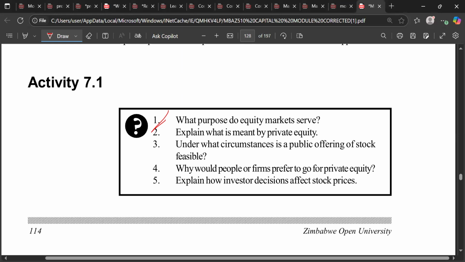So for a public stock offering to be feasible, the following conditions have to be met. Firstly, you have to have a strong financial performance. So the firm has to have stable revenue and profitability to attract investors. Secondly, there has to be growth potential. So companies with clear expansion strategies and market opportunities are more attractive. Thirdly, the market conditions. So when you have favorable economic conditions, there's an increase in IPO success chances.